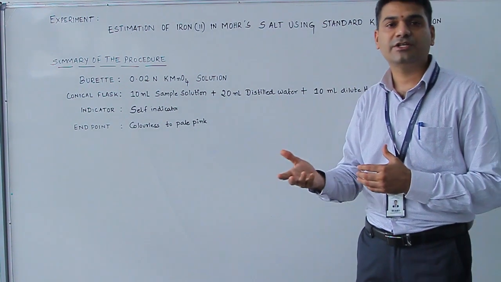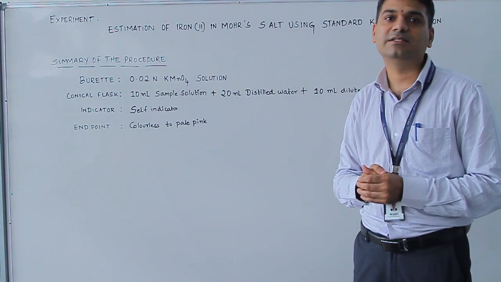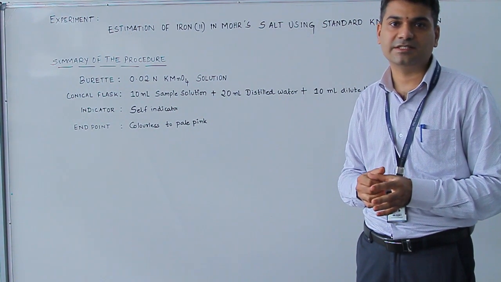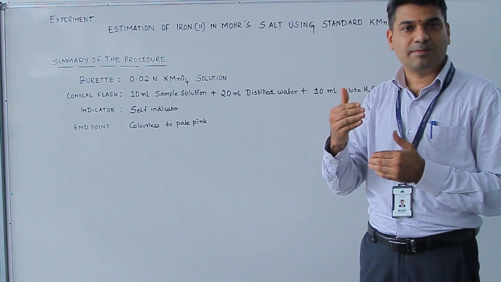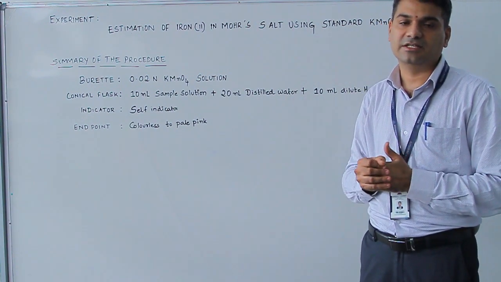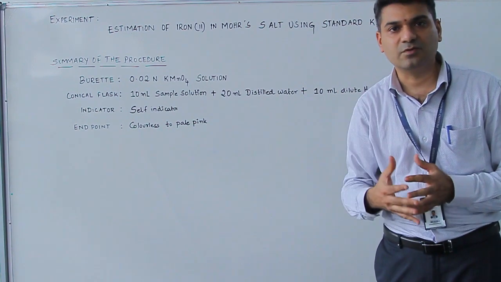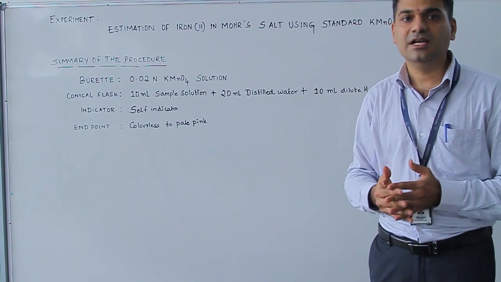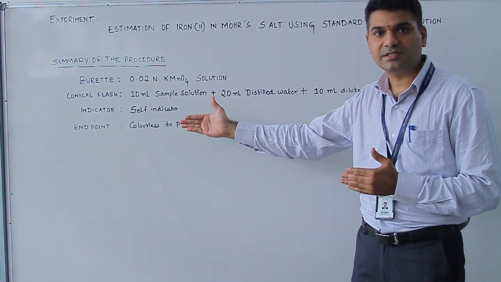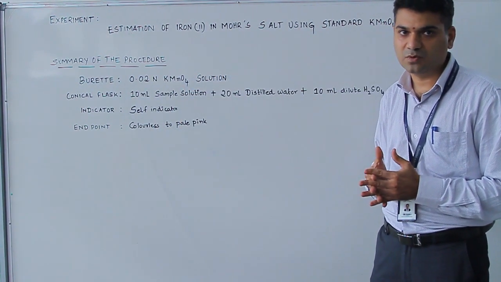The moment we say potassium permanganate, the manganese is in +7 oxidation state and it's a powerful oxidizing agent. The moment we learn something on the oxidizing agent, necessarily that would be a redox titration. The summary of the procedure is briefed on the whiteboard over here.